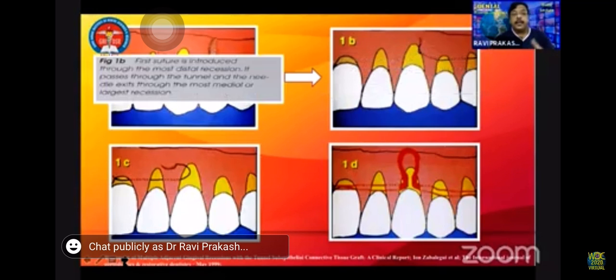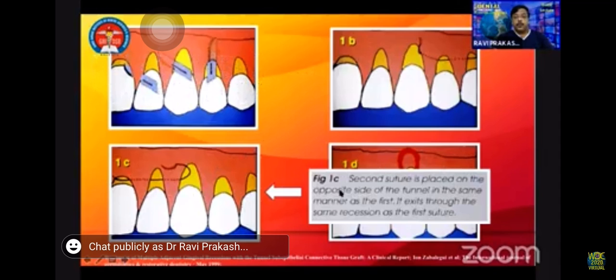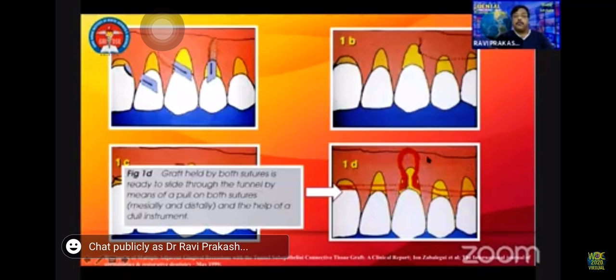And then the first suture is introduced at the most distal recession. It passes through the tunnel, like here you can see, from here through all the tunnels prepared in the recession areas. Then the second suture is placed on the opposite side of the tunnel in the same manner as the first. It exits through the same recession as the first suture, and then both ends are tied to the graft, and the graft is pulled so that the connective tissue graft is placed on the recession area where we have created the tunnel.